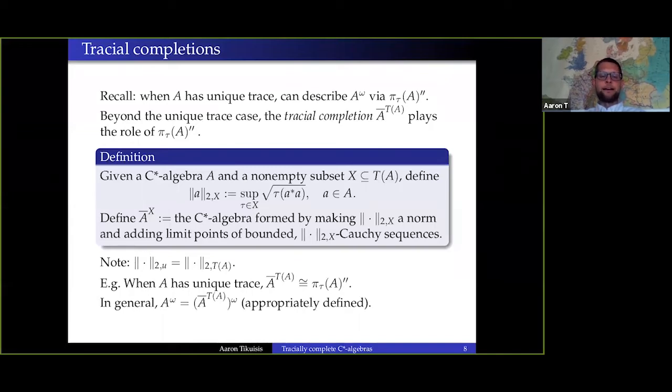Okay, and in general, just as this tracial ultrapower A omega is an appropriate ultrapower of the GNS representation in the unique trace case, in this general case, this A omega is some object that only depends on this tracial completion. And there's nothing too deep going on here. You take this A omega, you look at it for long enough, and you see this is the right thing you want to define in order to make this work. This is the right kind of intermediate object between A and this tracial ultrapower.